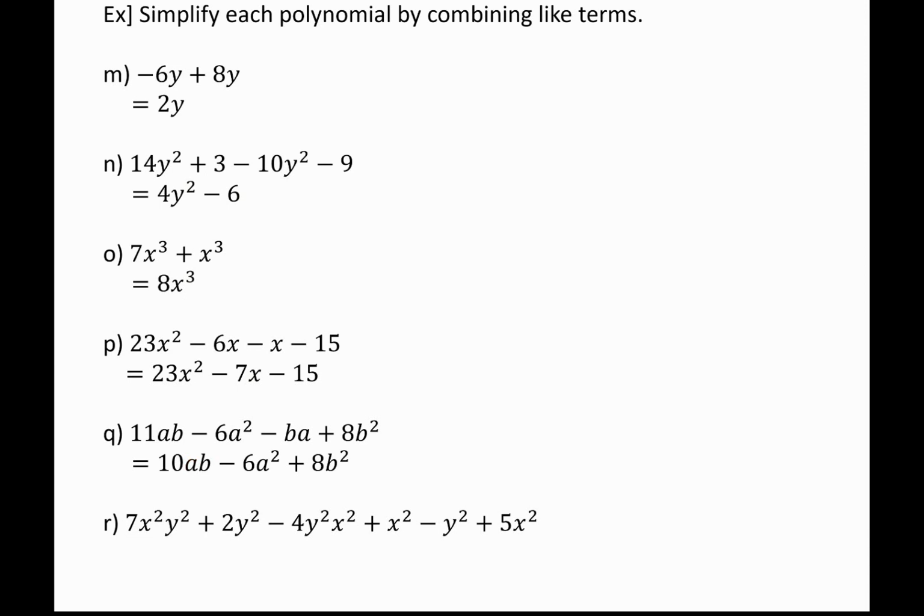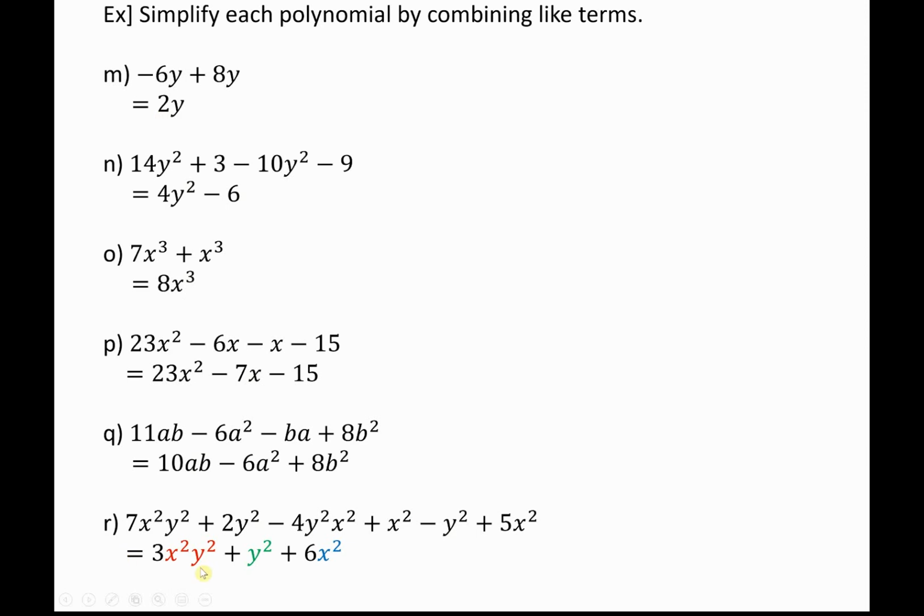All right, example R, whoo doggies, what do we have here? We actually have three separate sets of like terms, because recognize that just like in example Q, we have x²y² being equivalent in term to y²x², right? Just switch them around. Multiplication is commutative all day long. So now we can combine like terms there.